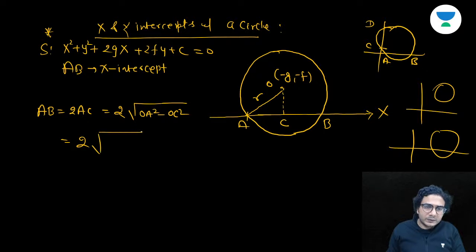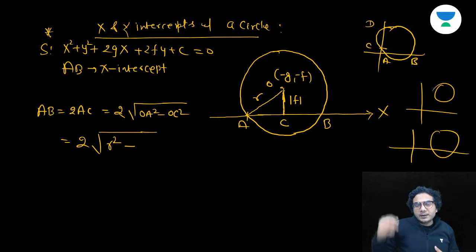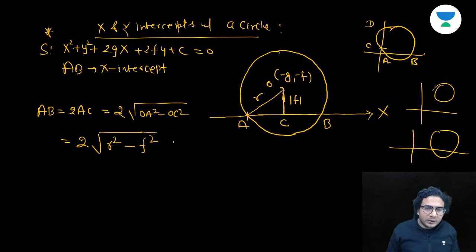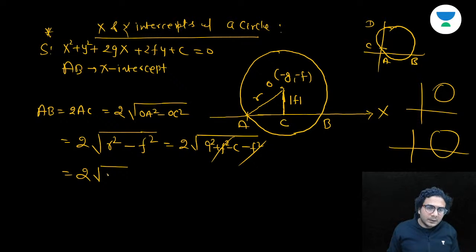Now we know OA square is nothing but r square, and OC square, see this OC, OC is the y coordinate, mod of f, right? Because this line is now the x-axis. Any point's distance from the x-axis is the mod of its y coordinate, its ordinate. I hope you're getting it. So this is f square. If I put the value of r square, which is g square plus f square minus c, minus f square, this f square will get cancelled. So this is 2 under root of g square minus c. This is the x-intercept. So the x-intercept AB is 2 under root of g square minus c.